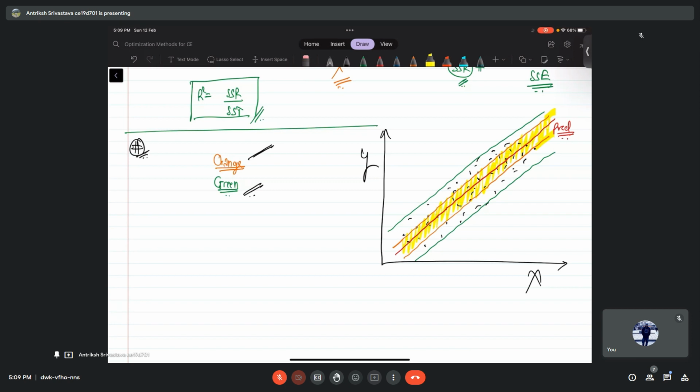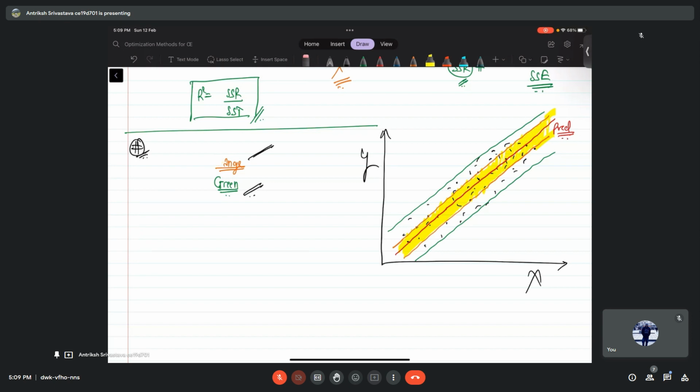So if your model is giving the mean value inside that range, then we will say that yes, it is a good model. And if it is giving it outside that, it is usually not considered good for the statistical analysis.